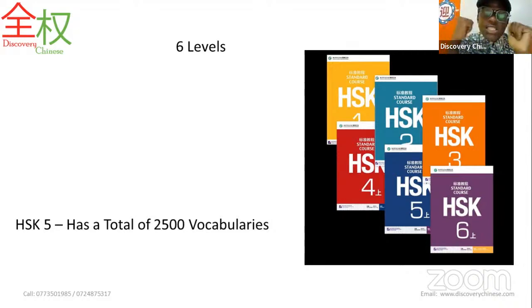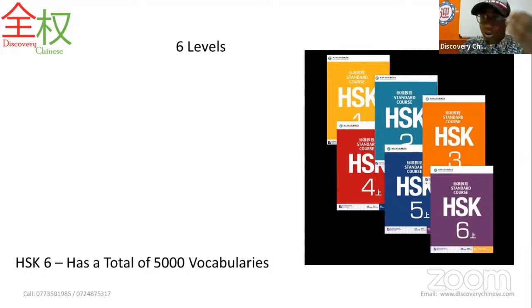Level 5, level 6, that should be your aim if you're aiming to apply for a master's degree in China. When you get to level 6, you get an additional 5,000 vocabulary.